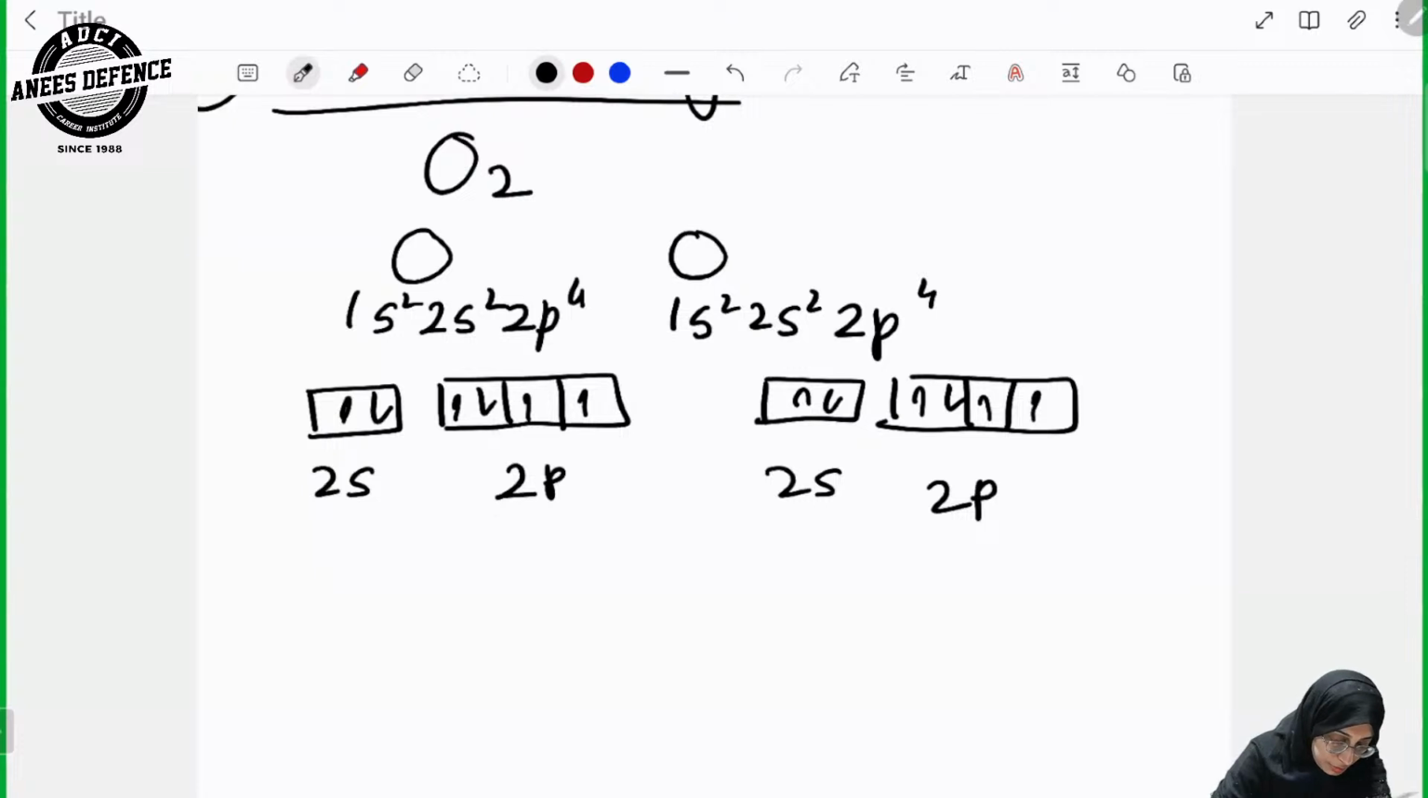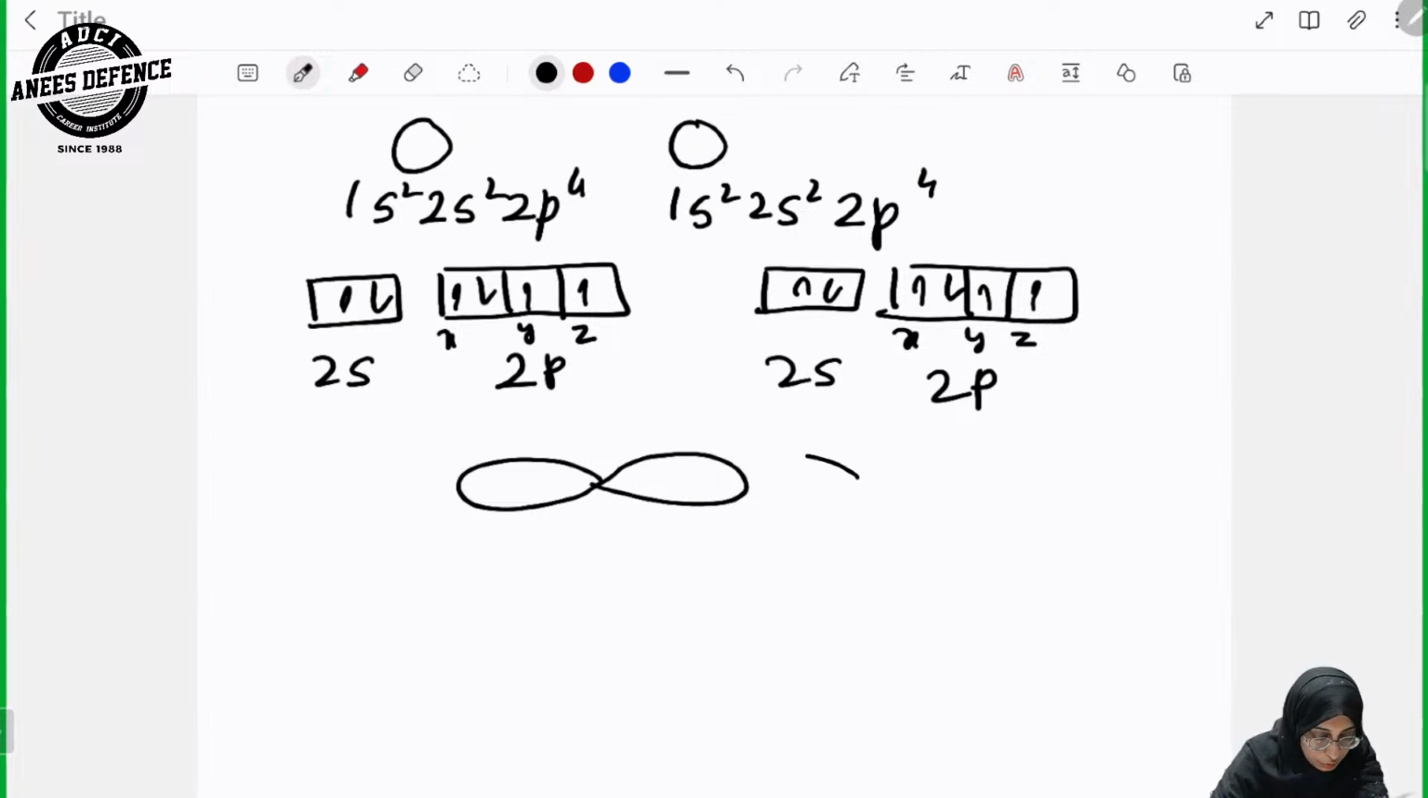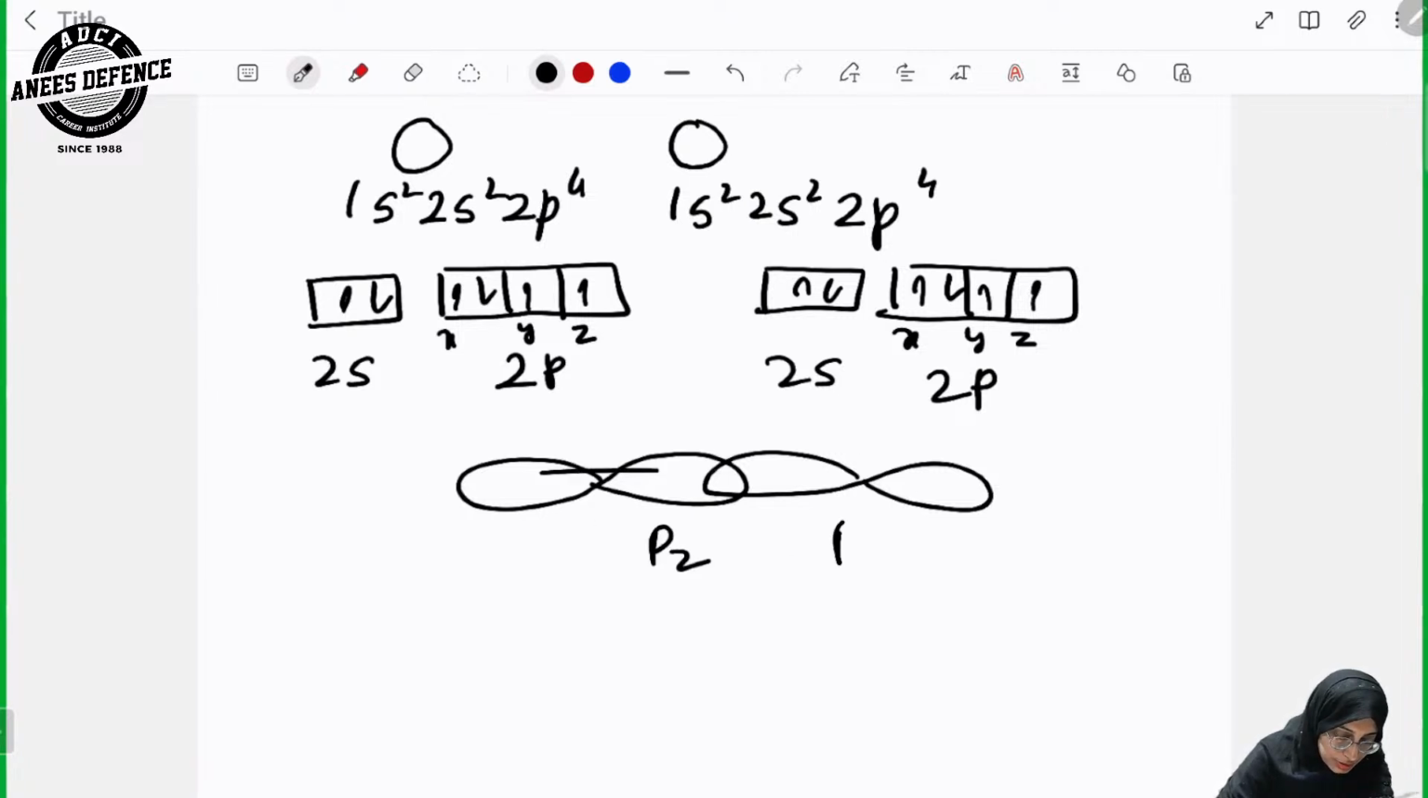Now see, this is the x-axis, y-axis and z-axis. The structure should be like this. One overlapping is head-on overlapping, axial overlapping. Suppose this is the pz; between pz and pz there is a head-on overlapping.